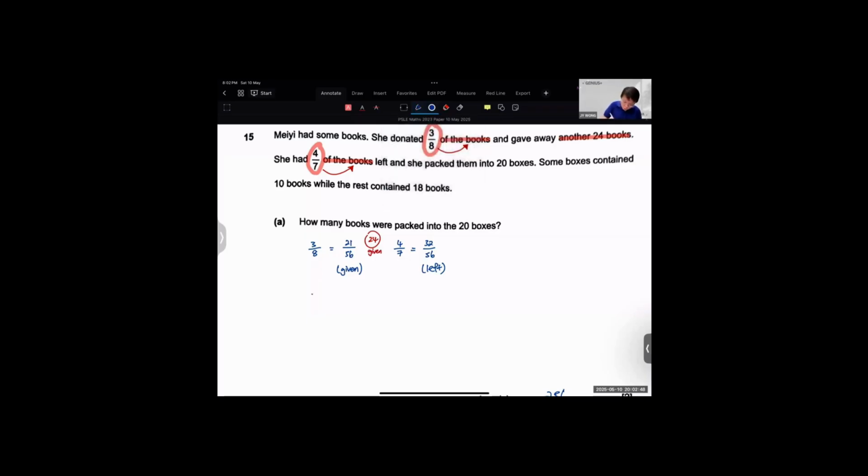So the first thing I do is to take my 1 whole, minus away this 21 out of 56, minus away another 32 out of 56, and you will find that you are left with 3 out of 56. So what must this 3 out of 56 be? This 3 out of 56 must definitely be the 24 given away, because that's the only part that is unaccounted for, right? Okay. So 3U is equal to 24 books. Therefore, 1U is equal to 8 books.